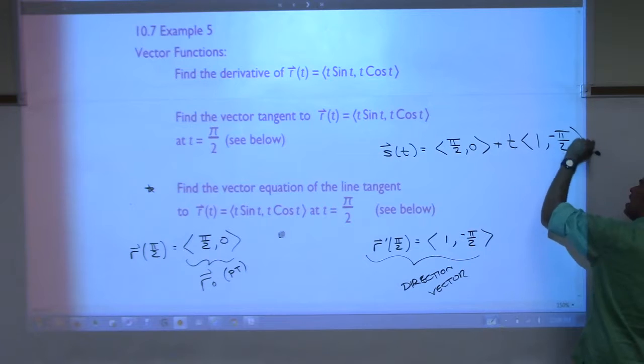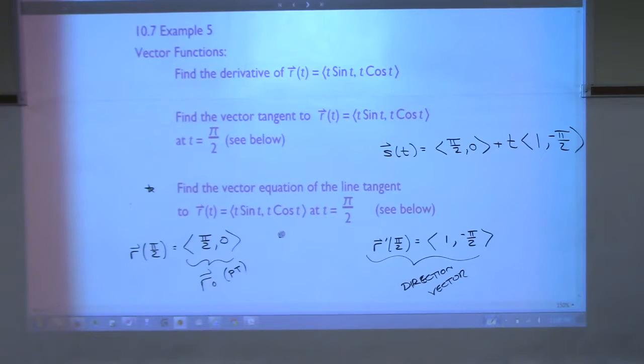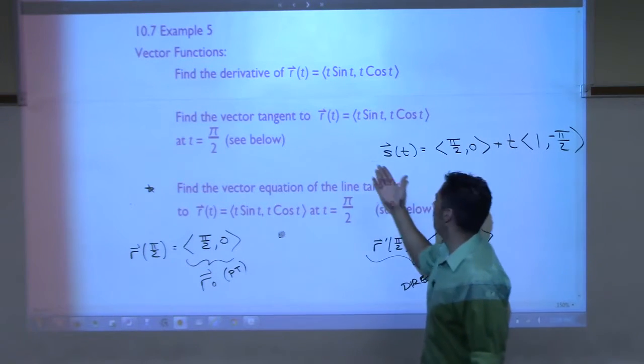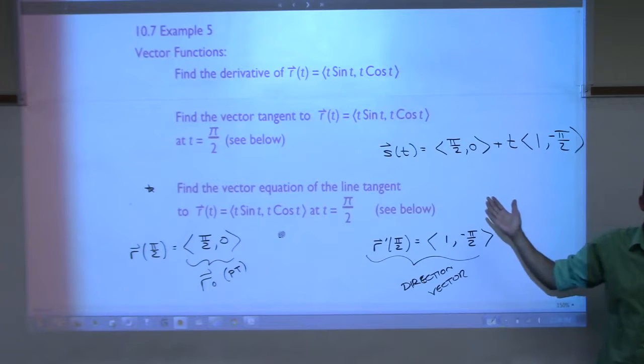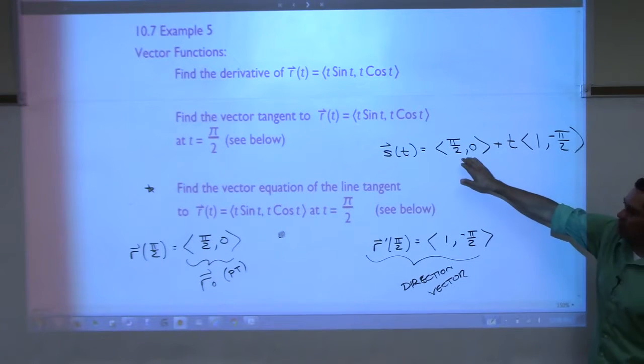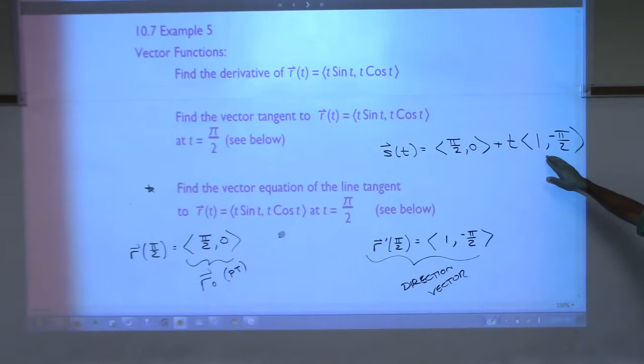Now, why did I use S of t instead of R of t? So R of t has already been defined, hasn't it? It's the curve. I don't want to confuse the curve with the tangent line. This is our tangent line, right? So I called it S of t instead. So it's a point that's on that line, which is actually on the curve, and then the direction vector.